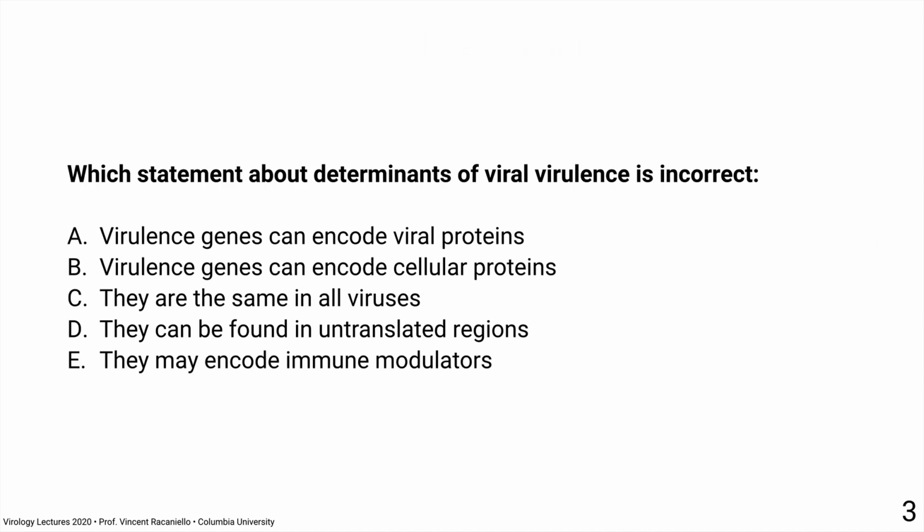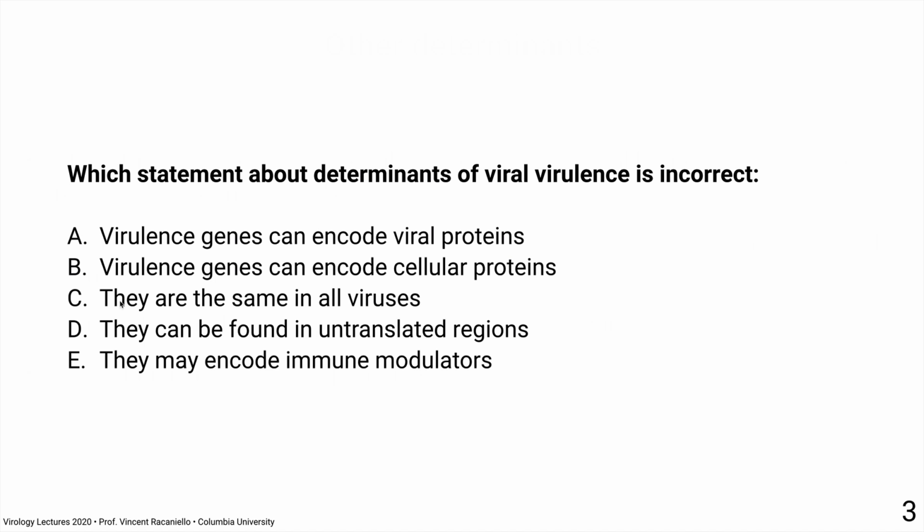Our next question: which statement about determinants of viral virulence is wrong? A, viral virulence genes can encode viral proteins. B, virulence genes can encode cellular proteins. C, they are the same in all viruses. D, they can be found in untranslated regions. E, they may encode immune modulators.